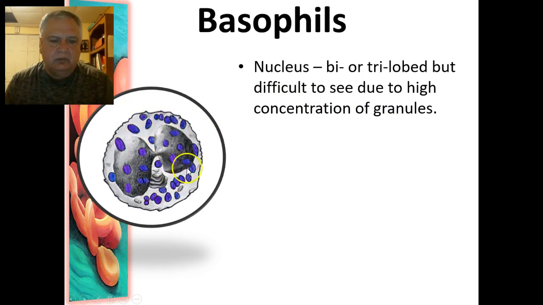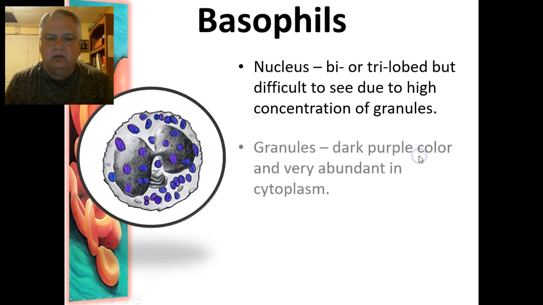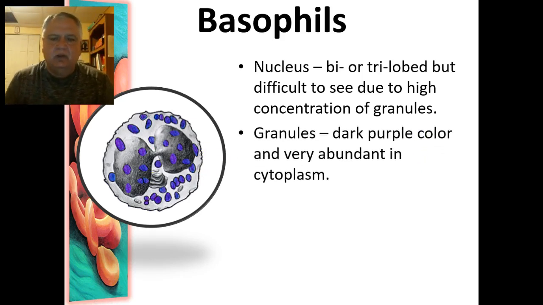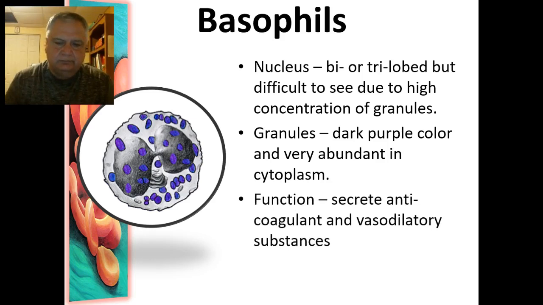And this artist conception really doesn't do it justice. The granules are very, very densely packed in the cytoplasm, and the nucleus can be almost completely obscured and very difficult to pick out whenever we take a look at basophils. These granules tend to be dark purple in color, and as I mentioned, very abundant, very densely packed in the cytoplasm. The function of basophils, their job is to secrete anticoagulant and vasodilatory substances.